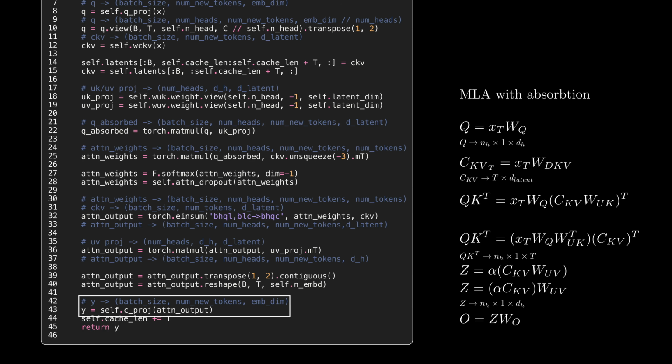Finally, we combine all heads together and apply the output projection, WO. And this will give us the contextualized representation for the newest token. After the attention layer, this output is going to be added back to the input representation using residual connection. That is the core implementation of MLA.